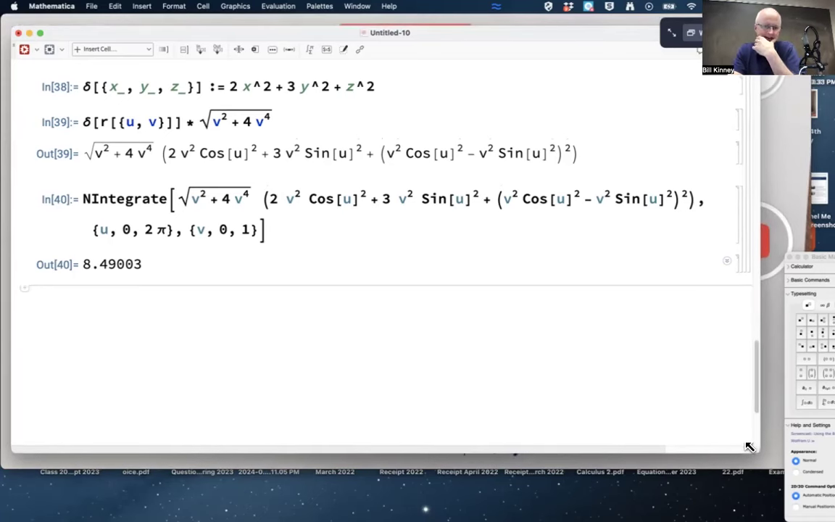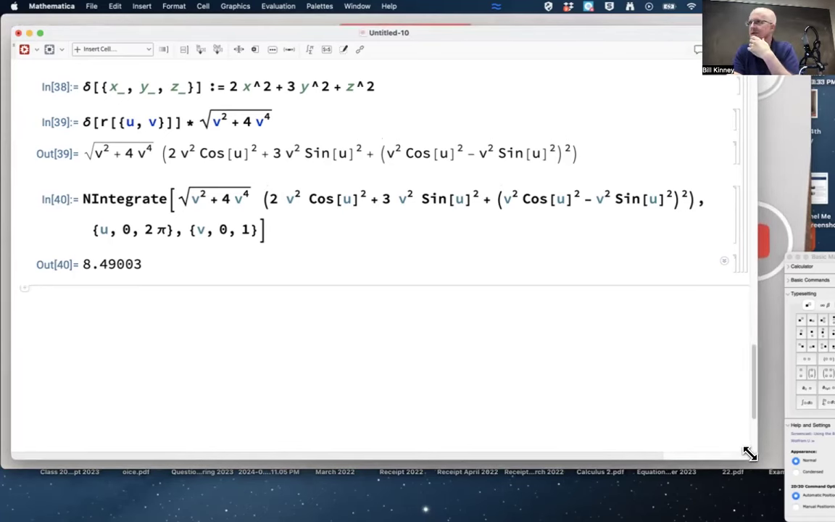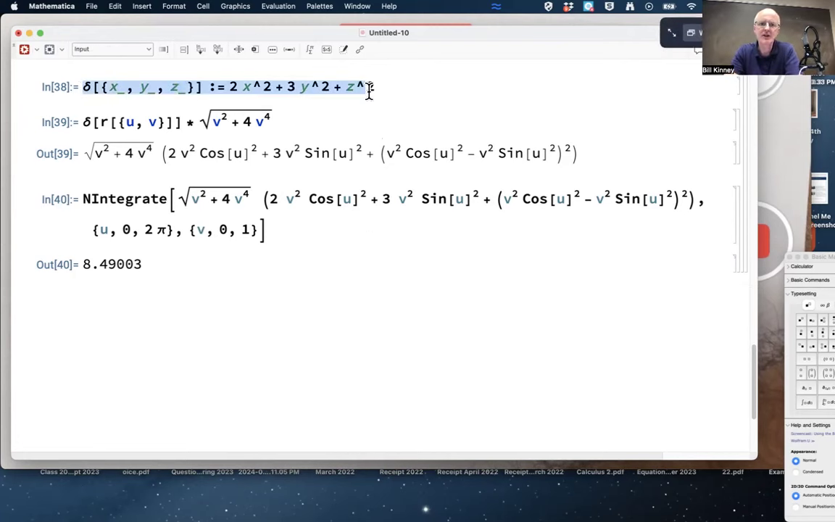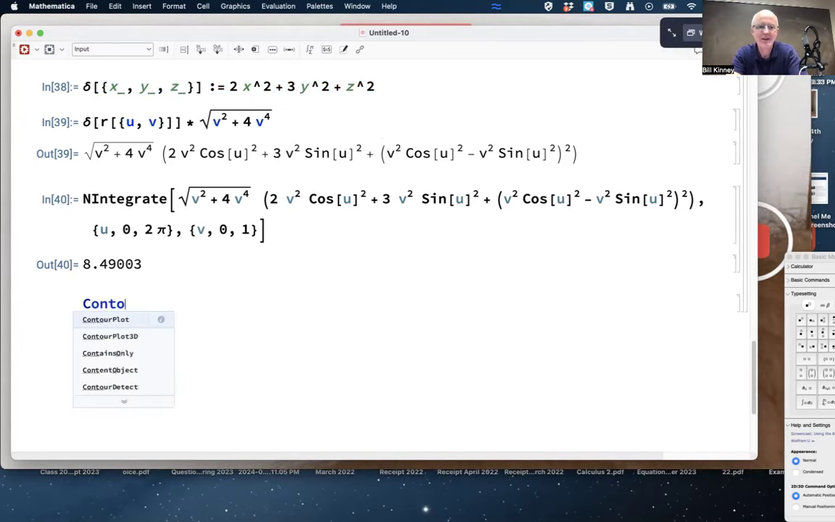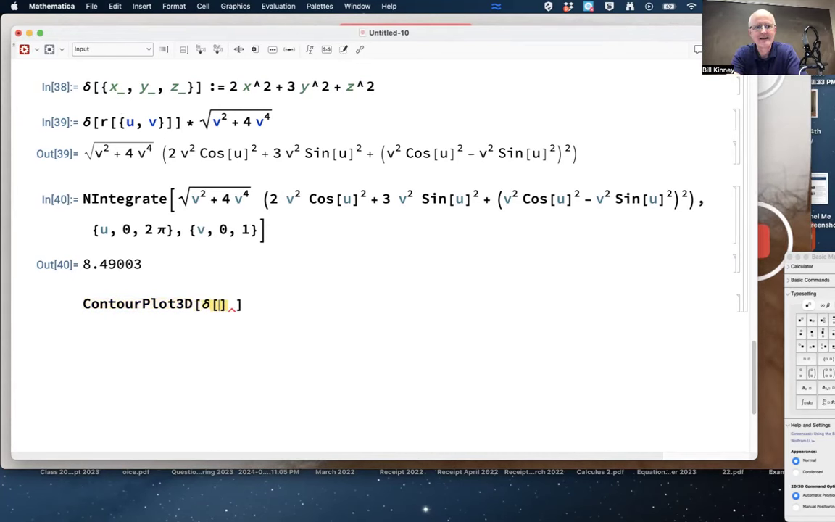Can we make sense out of that? Could we have even predicted approximately what the answer would be? I think so, but it's tricky. You'd really want to plot this function somehow over the potato chip shape somehow. And the only way I know how to do that is contour plot 3D. Oh, we are talking about the potato chip shape. And the output of contour plot 3D is confusing though.